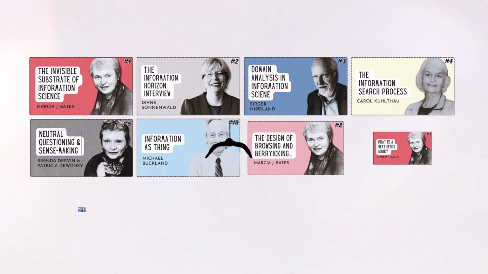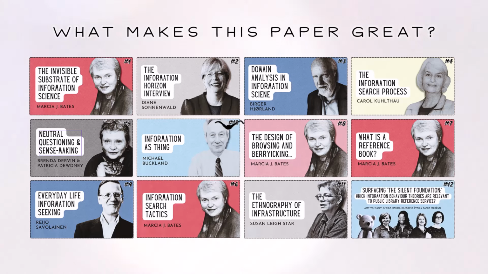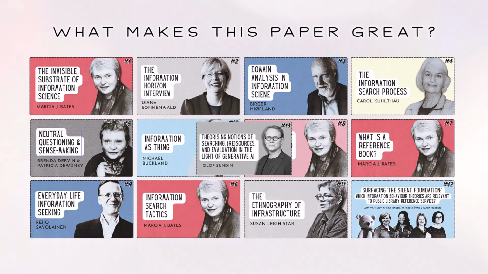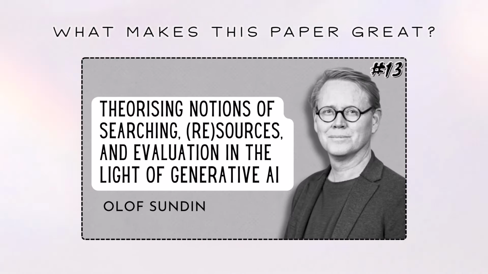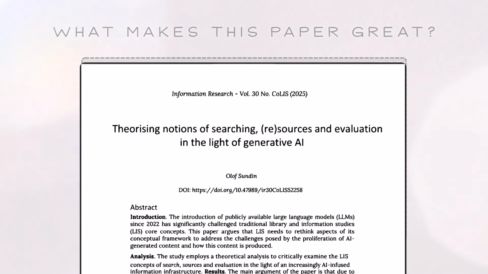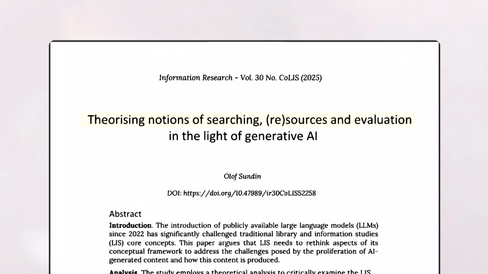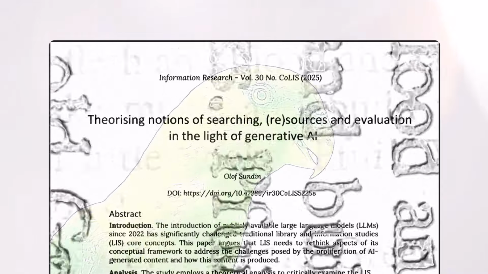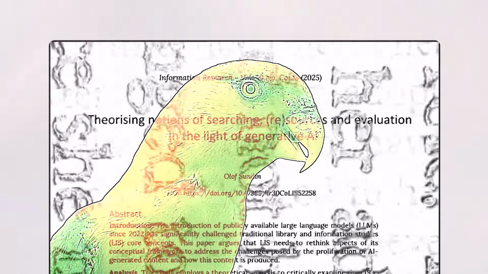This 13th episode in the What Makes This Paper Great series focuses upon the conference paper, Theorizing Notions of Searching, Resources and Evaluation in the Light of Generative AI. It contains important insights for anyone in library and information science as we attempt to make sense of the rapidly changing information environment brought about by generative artificial intelligence.